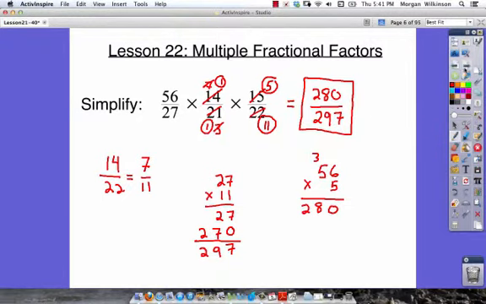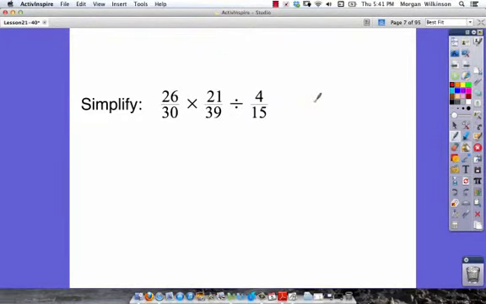Let's move on to the next slide. A similar problem. We've got some fractions with pretty big numbers in them. We notice we have division here. So the first thing we want to do is to turn our division into multiplication so we can simplify before we multiply. Do you remember how to divide by fractions?